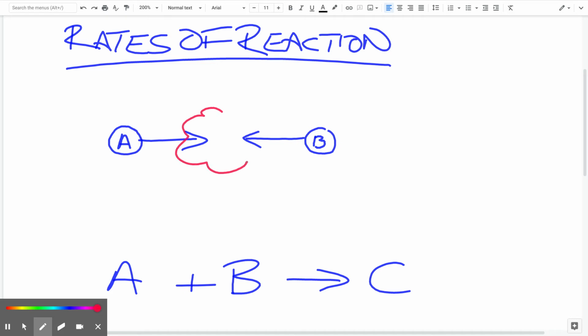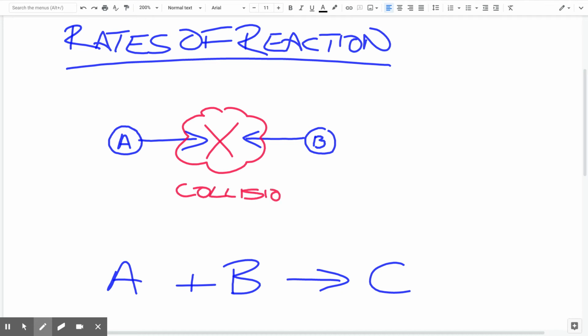In order for particle A to react with particle B, there has to be essentially a collision. If there is no collision between particle A and particle B, then particle A cannot react with particle B. There's no magic, there's no trickery here. There has to be a fundamental basic collision of particle A touching particle B. If that doesn't occur, the reaction won't happen.